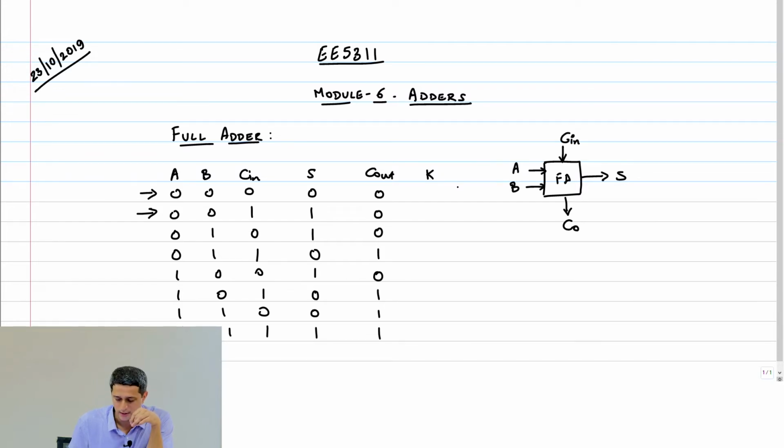Now what happens if the input, any one of them, A or B, happens to be 1, right? That is basically if you see these cases.